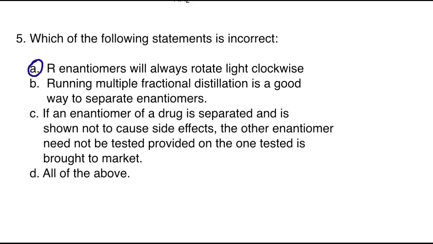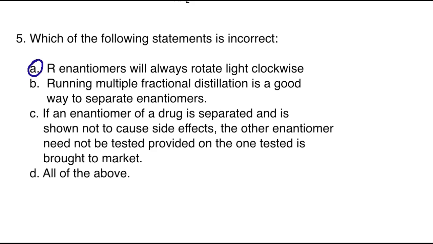Because we discussed that R enantiomers will rotate the equal and opposite as far as light to the S enantiomer, but we cannot directly predict whether an R enantiomer is going to rotate light clockwise or counterclockwise. The clockwise term that we use with R is simply for assigning its stereochemical designation. It's not referring to which way it's going to rotate light.